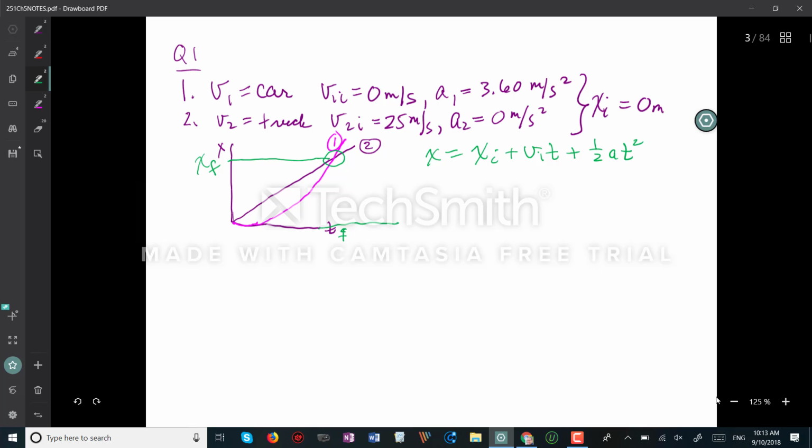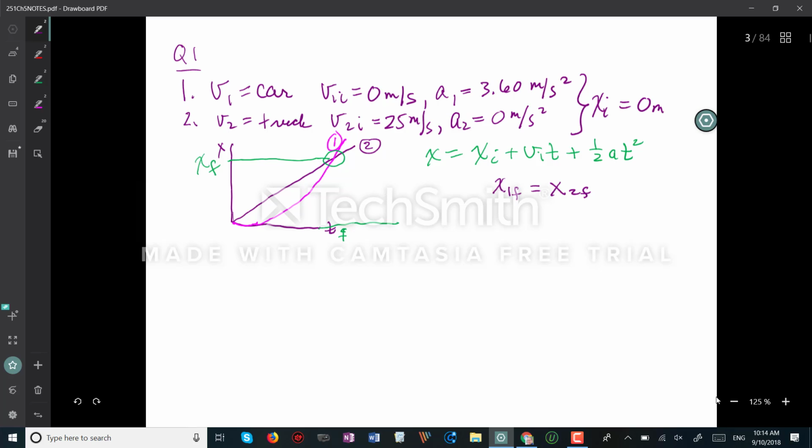Is this the car or the truck? It's both of them, right? Please always start with the equation as it is shown on the formula sheet. Always start with what's written down before your eyes so that you're less likely to make a boo-boo. Now, let's apply it to this situation. So we're going to have X1 final equals X2 final. That's our condition. That's our payoff.